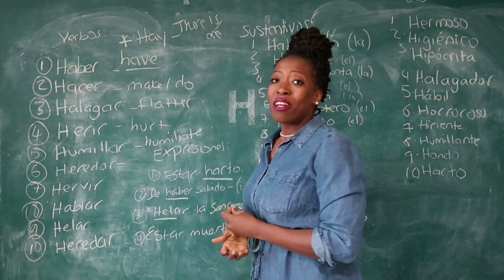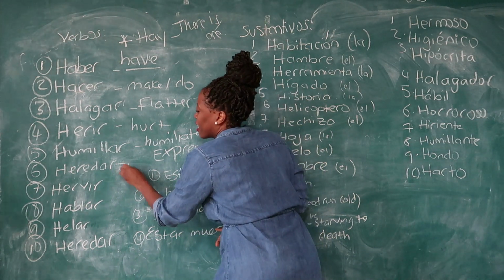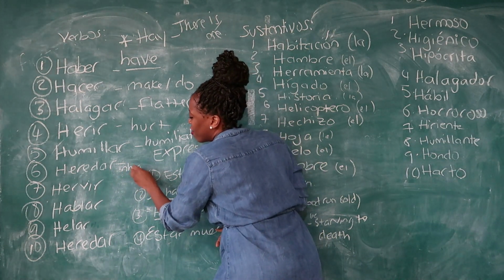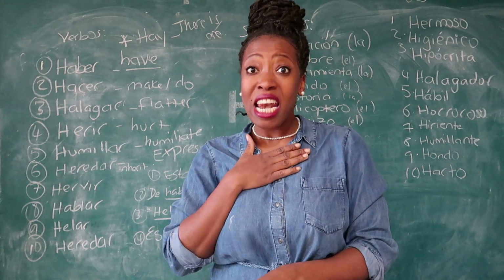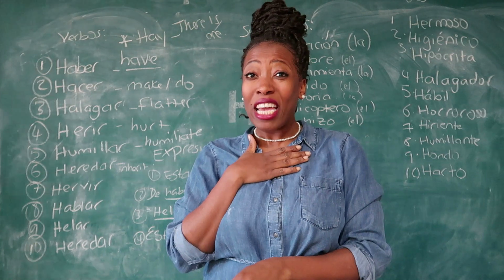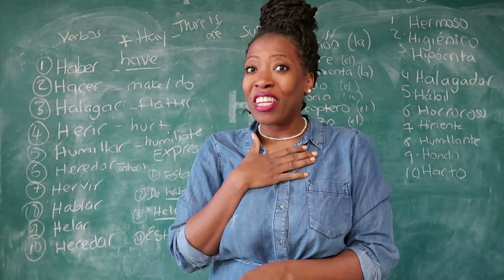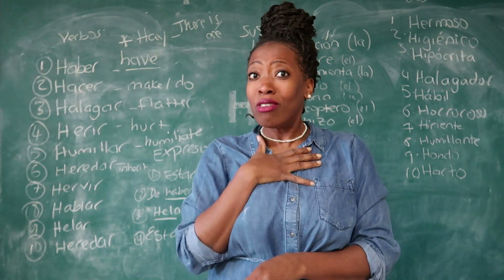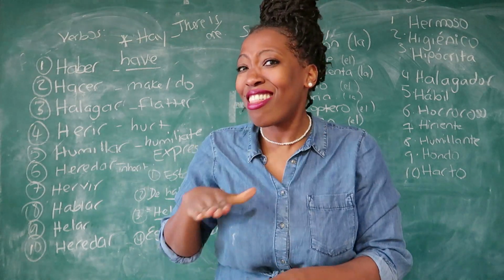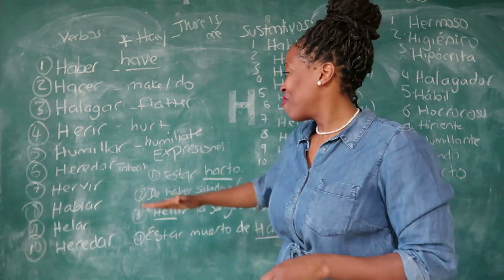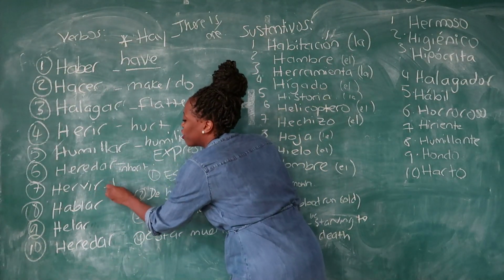Next one. Heredar, which is to inherit. Mi madre dice que no voy a heredar nada porque soy una hija muy mala. My mother says I'm not going to inherit anything because I'm a bad daughter. I'm a bad daughter, so I will inherit zilch. Nothing. Heredar, to inherit. Right. Hervir, I love, which is to boil.